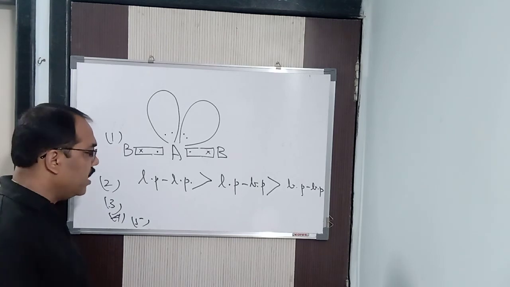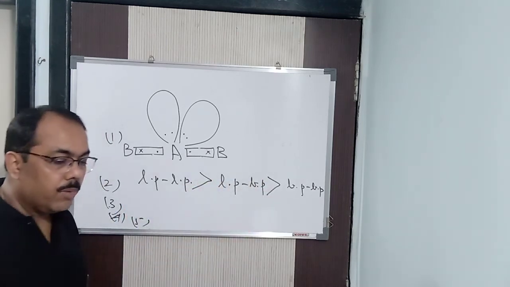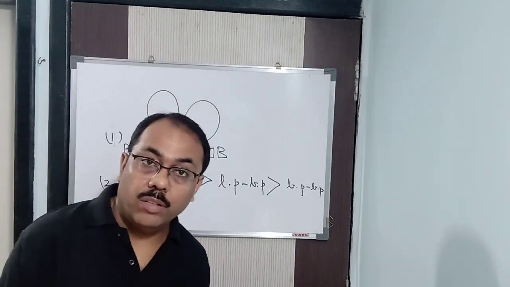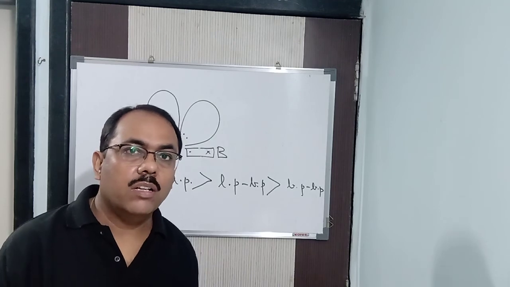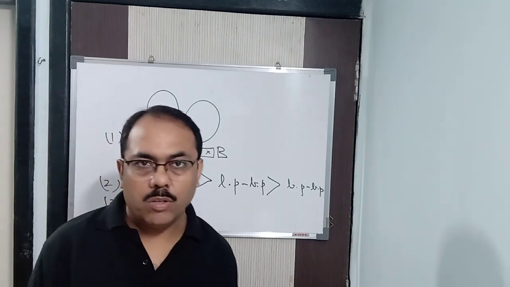Next, the force of repulsion is not the same. Lone pair repulsion is greater than lone pair bond pair repulsion, which is greater than bond pair repulsion. So these are the 5 points or the postulates of the VSEPR theory. Next, I will tell you the applications of this particular theory and what we'll come to know about the shape of the molecule. Okay, thank you.